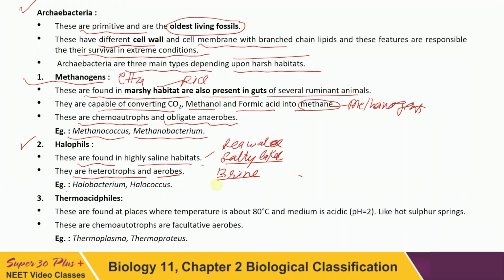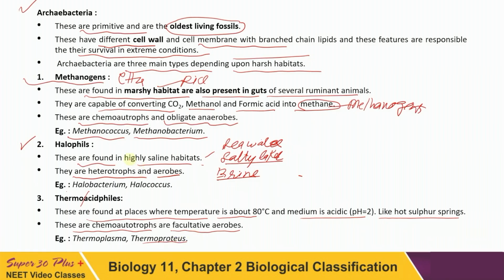We have to deal now with thermoacidophiles, the third group of Archaebacteria. These are also found in harsh habitats, as the name indicates. It is made up of two words, thermo and acidic. Thermoacidophiles are found at places where the temperature is very high, about 80 degrees Celsius, and the medium is acidic, pH is 2. For example, these are found in hot sulfur springs. These are also chemoautotrophs. They can prepare their food, and these are facultative aerobes. Examples are Thermoplasma and Thermoproteus.